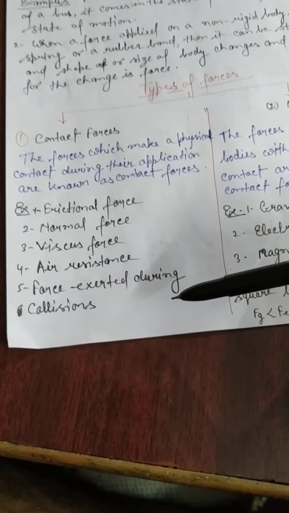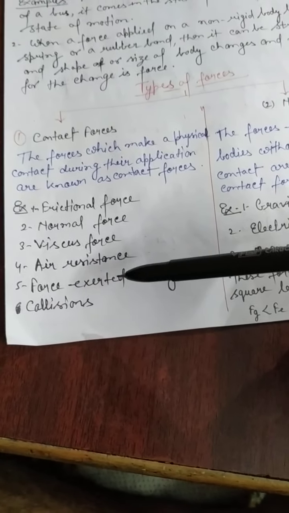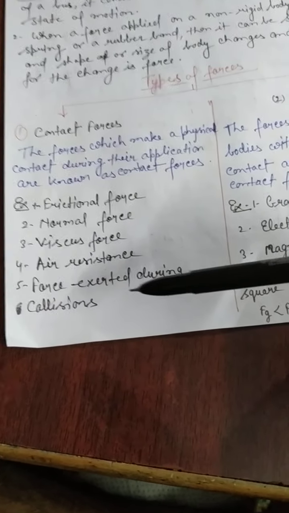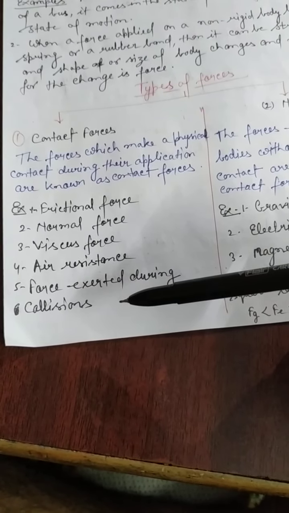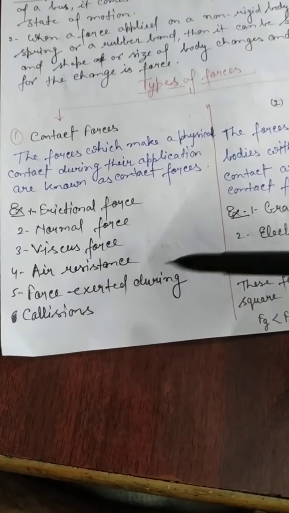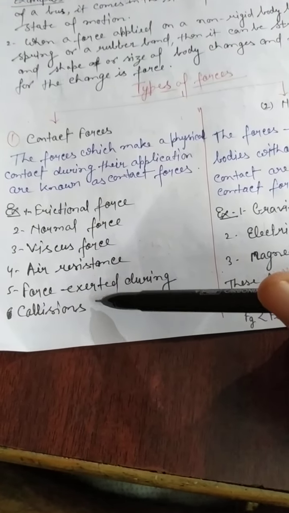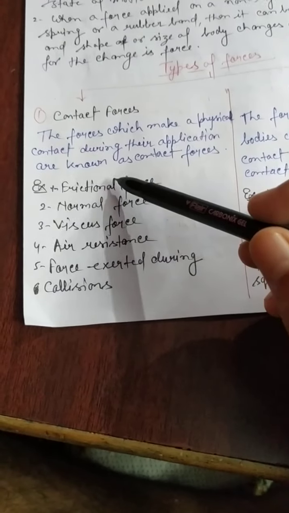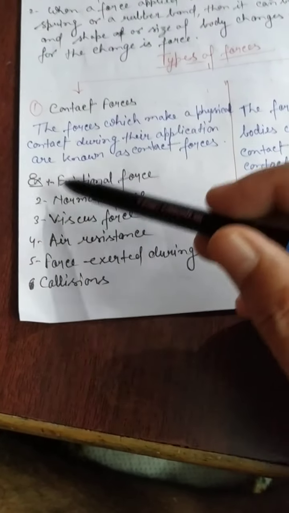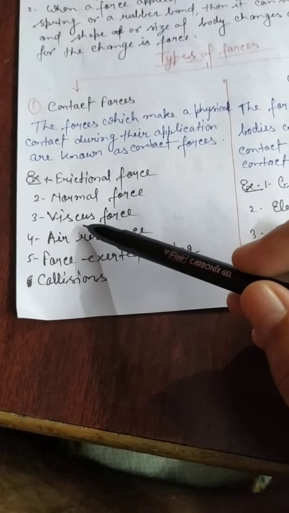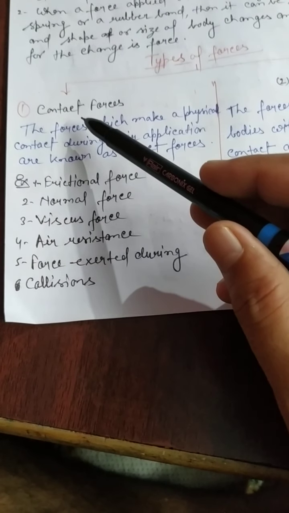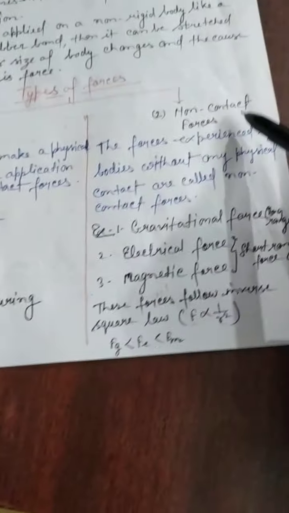Force exerted during collisions, when two bodies collide together, a force between the two bodies acts. It is known as the collision force. So in the given examples, contact must be required. So this type of force is known as the contact force.